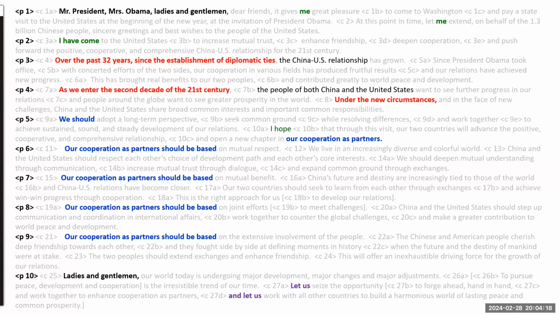And you might say, how did I break it up into paragraphs? Well, to some extent, there's a way to translate.